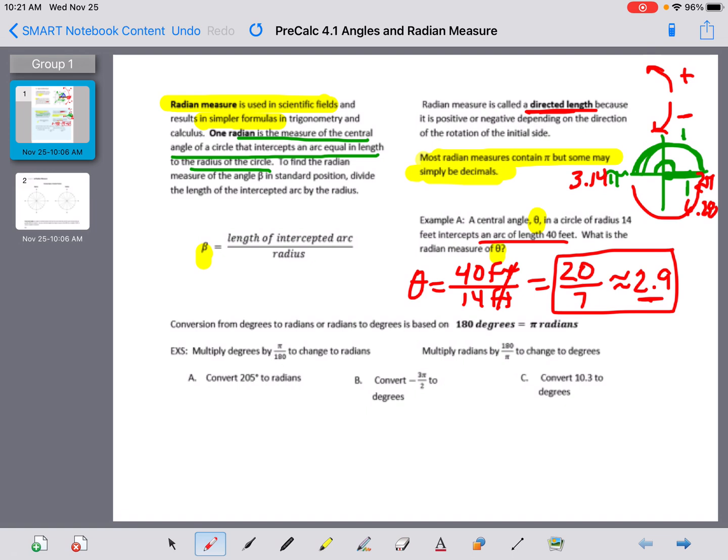Okay, again, another huge thing we have to do, and you're going to do this back and forth all the time: conversion from degrees to radians or radians to degrees. And we have this conversion factor, and that is simply what it is. It is a conversion factor. There's 180 degrees in pi radians.